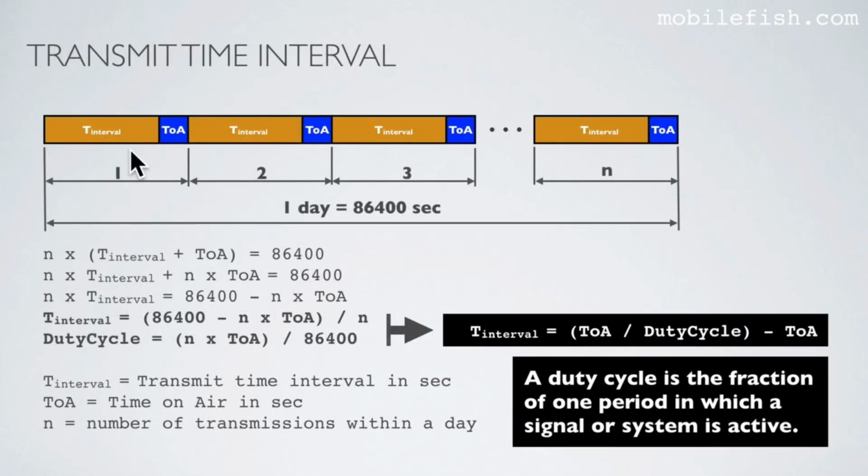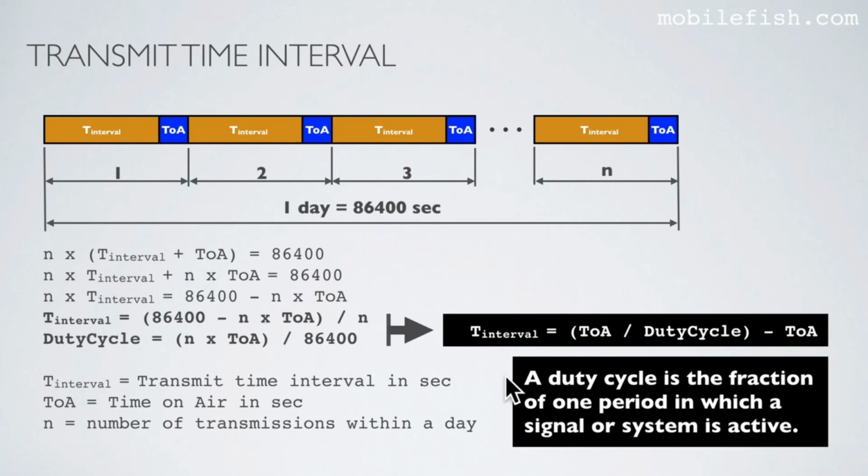If you look at this picture, for every transmission, there is a waiting period, which is called the transmit time interval, and the message time on air. N is the number of transmissions within a day. Based on this picture, you can create this equation. The transmit time interval plus the time on air, times the number of transmissions within a day, equals 86,400 seconds. This equation can be rewritten like this.